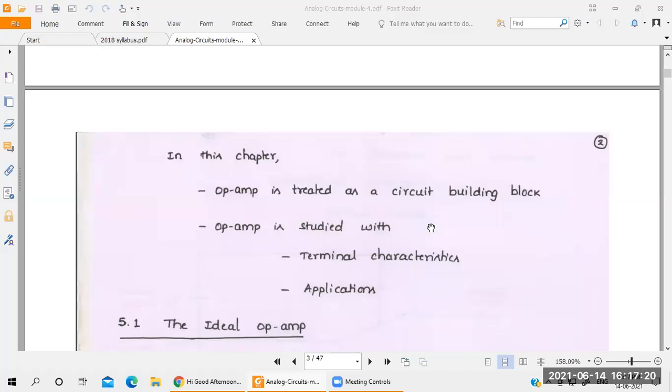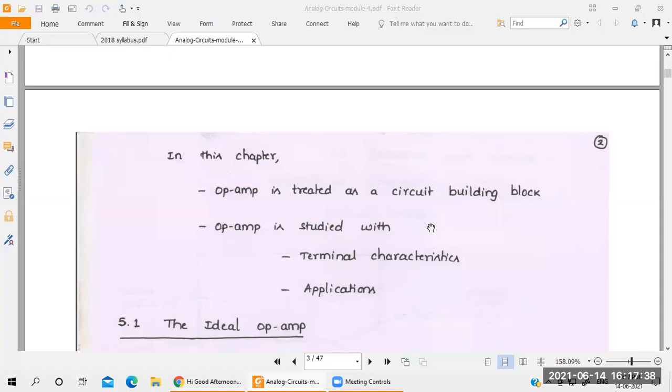One based on the applications. Okay, you know the applications, right? What are the applications? Zero cross detecting, Schmitt trigger, scaling, summing, averaging, instrumentation, op-amp instrumentation amplifier. So these are the applications of the op-amp here.